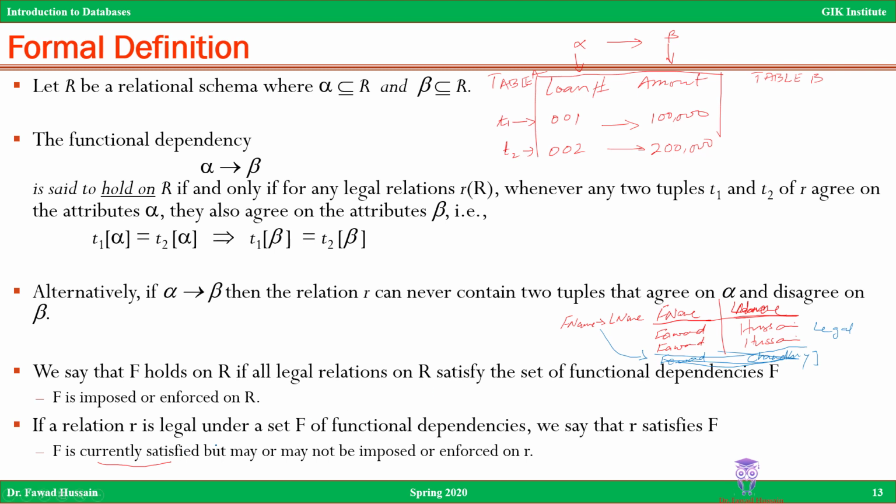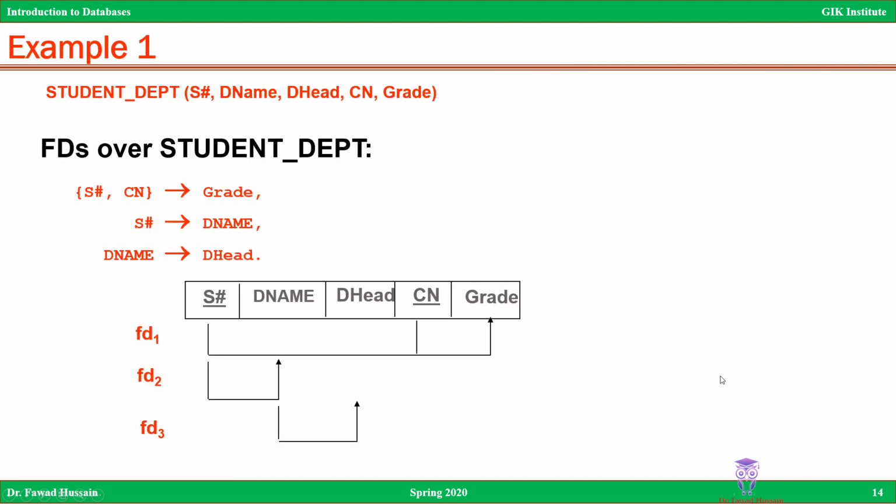So that's the difference between a functional dependency being enforced, and so in this case, there can never be a row which does not satisfy this condition. So in this case, it is enforced or it holds. In this case, it is just currently satisfied, because you can always have an entry like this which will disprove it. Let's look at a few more examples.